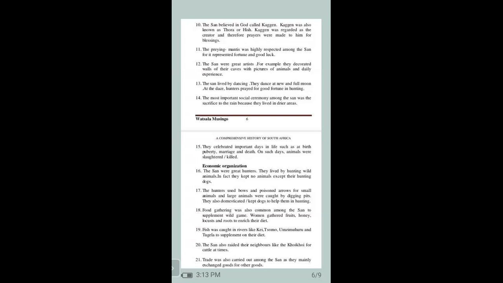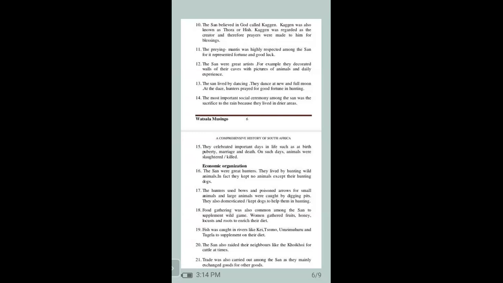Number 12 is the San were great artists. For example, they decorated walls of their caves with pictures of animals and daily experiences. These guys had a love for art. Wherever they went, they would make sure they drew their daily experiences onto the walls of their houses.